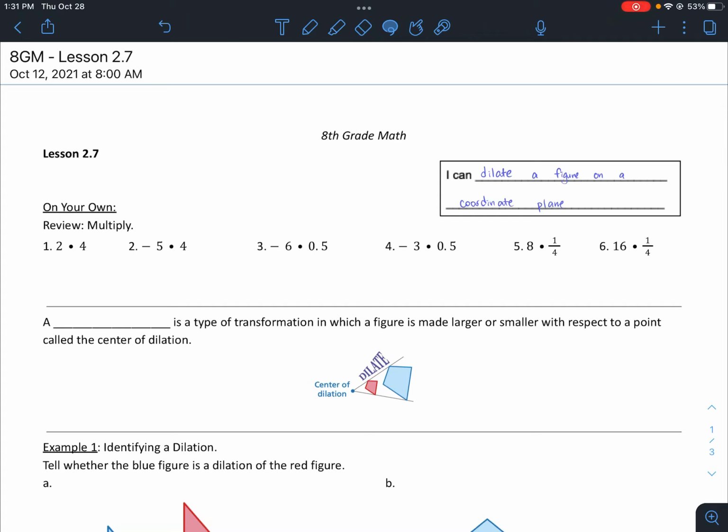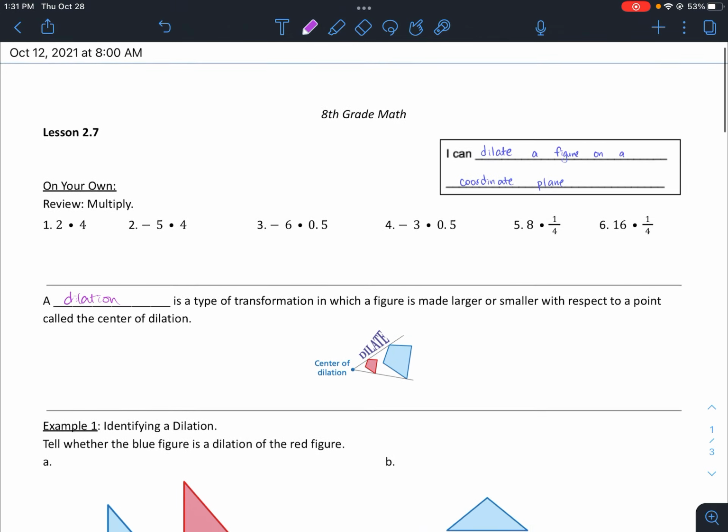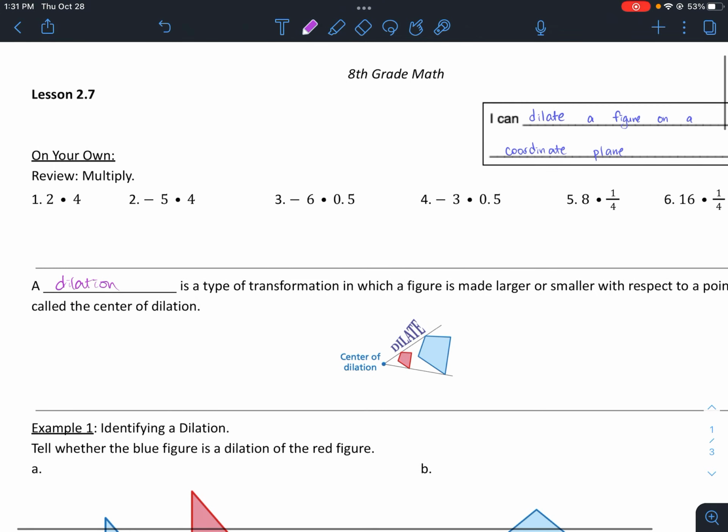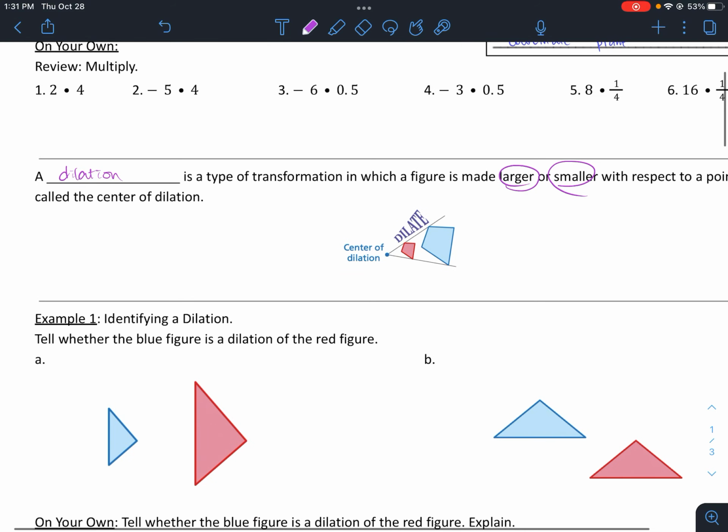All right. A dilation is a type of transformation in which a figure is made larger or smaller with respect to a point called the center of dilation. So the key word here is larger or smaller. So it's saying, did my figure get bigger? Did my figure get larger? That's how you know it's a dilation or not. So let's take a look.